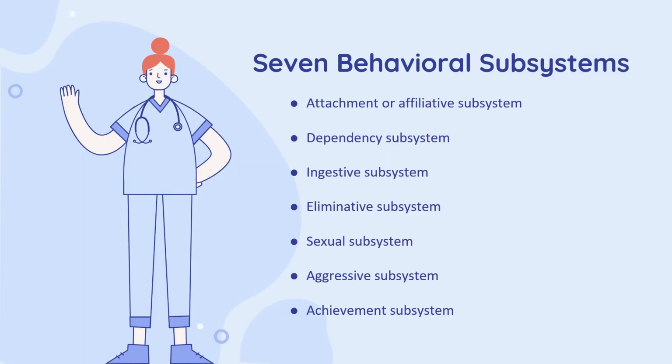The seven behavioral subsystems of the patient. First is the attachment or affiliative subsystem. Attachment or affiliative subsystem is the social inclusion, intimacy, and the formation and attachment of a strong social bond. It is probably the most critical because it forms the basis for all social organization.